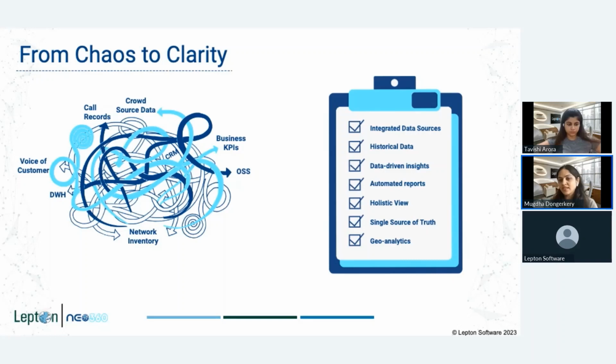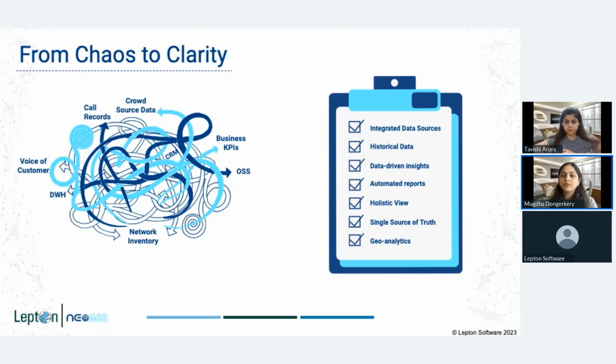Secondly, Neo 360 doesn't need any desktop application to be downloaded. It is a web-based application, so from anywhere you can access your data. It can maintain your historical data, it can create trends, and it can correlate the data points and give you data-driven insights. We can also have automated reports.